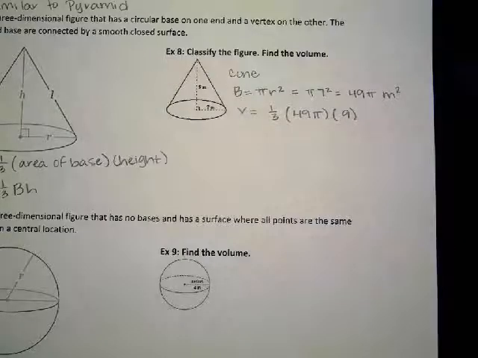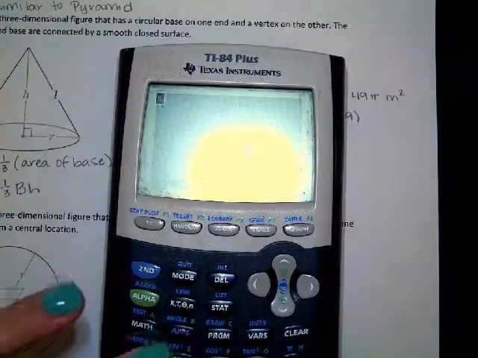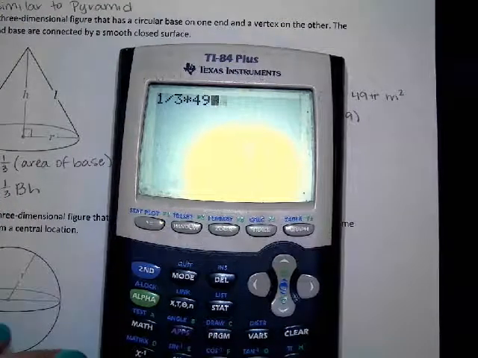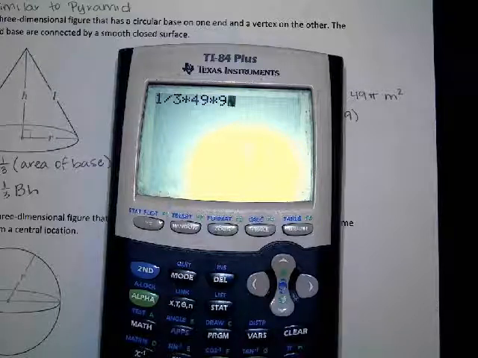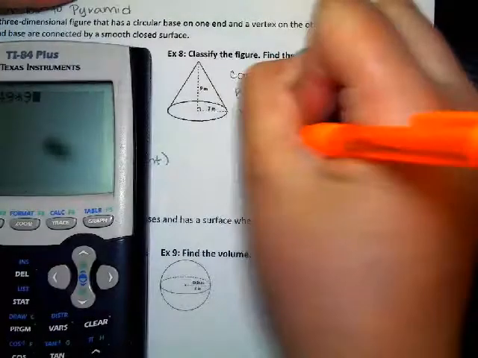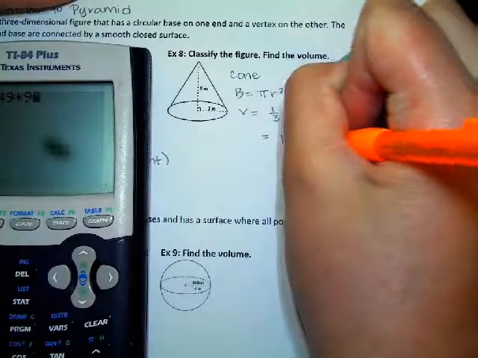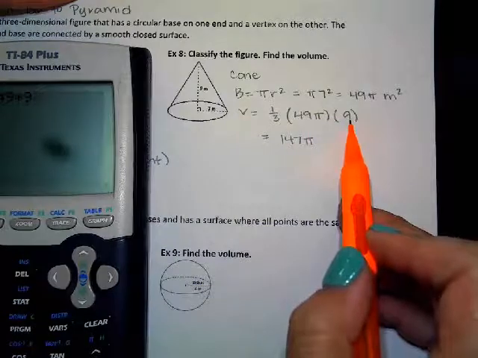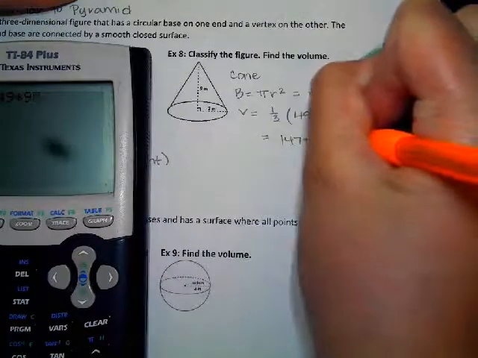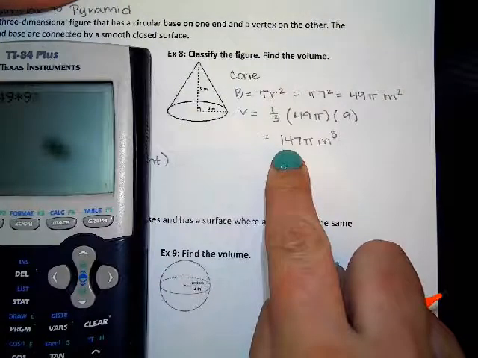Okay, so if I want the exact answer, I am not going to type in the pi, I'm only going to type in the numbers. So I'm going to do 1/3 times 49 times 9. 1/3 times 49 times 9, and what do you get? 147. So this equals 147 pi. And if we had meters squared times meters, it's going to be meters cubed. Okay, so this is the exact answer for the volume.